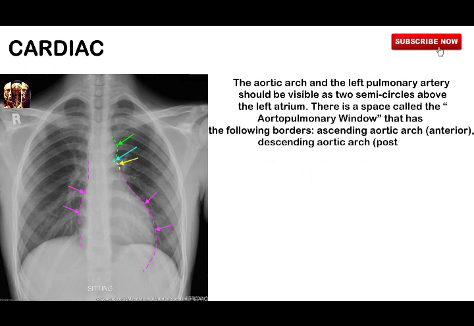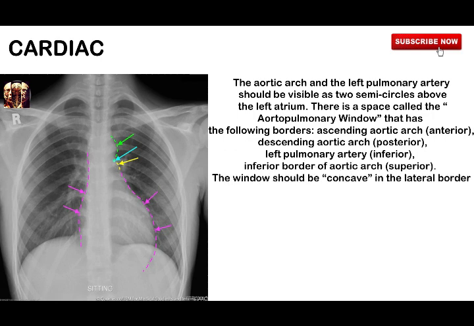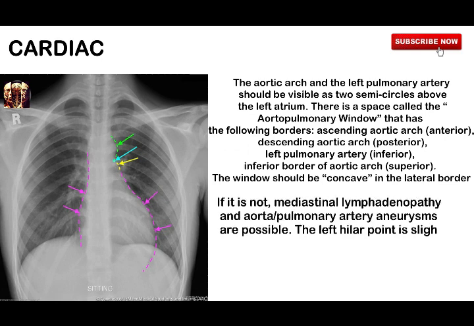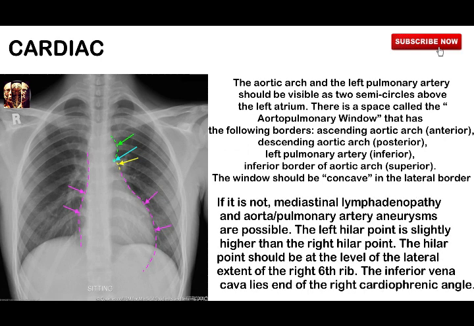There is a space called the aortopulmonary window that has the following borders: ascending aortic arch, anterior; descending aortic arch, posterior; left pulmonary artery, inferior; inferior border of aortic arch, superior. The window should be concave in the lateral border. If it is not, mediastinal lymphadenopathy and aorta or pulmonary artery aneurysms are possible.